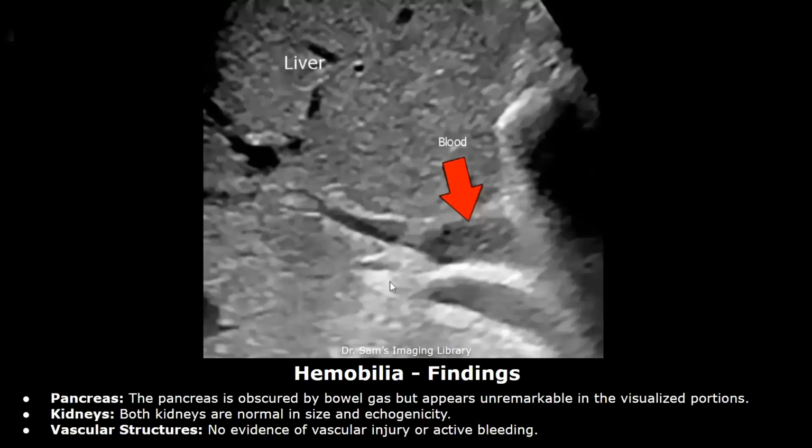The pancreas is obscured by bowel gas but appears unremarkable. The kidneys are normal, and there is no evidence of vascular injury or active bleeding.